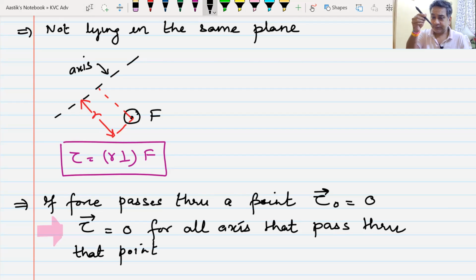This is my force, and this is the point, and this force passes through this point. Whatever axis I draw from this point, I can draw an infinite number of lines from this point, for all those infinite axes the torque is going to be 0 because this force is going to intersect that axis at this point. Torque would be 0 because the perpendicular distance is 0. Do we understand this?